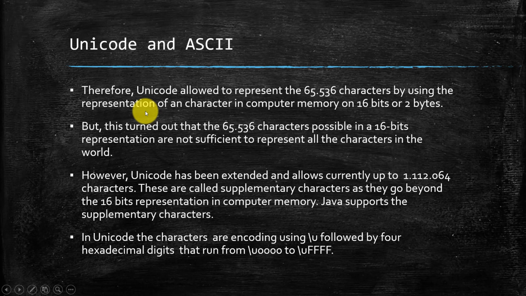Therefore, Unicode allowed representing 65,536 characters by using the representation of one character in computer memory on 16 bits or 2 bytes. But it turned out that the 65,536 characters possible in a 16 bits representation are not sufficient to represent all the characters in the world. However, Unicode has been extended and currently allows up to 1,112,064 characters. These are called supplementary characters as they go beyond the 16 bits representation in computer memory. Java supports the supplementary characters.